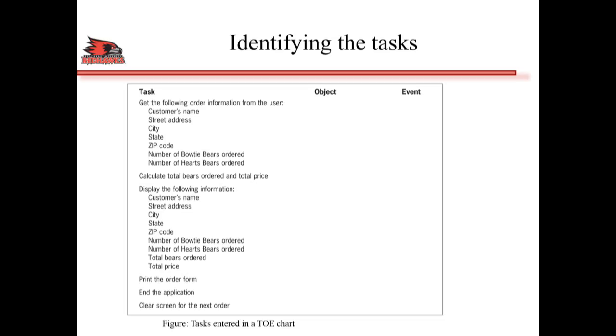And basically, once we have this information, then the program needs to calculate the total number of beers ordered, and from that, the total price of the order. And the program also needs to, I guess, print the order form just in case somebody wants a copy of it. And the application has a button for that, and also there should be a button to clear the entire screen so that the next order can be input and processed.